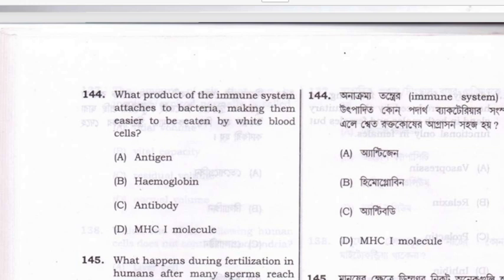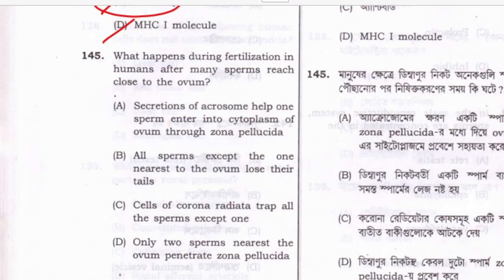What product of the immune system attaches to bacteria, making them easier to be eaten by white blood cells? Antigen, hemoglobin, antibody, MHC molecule. This is basically antibody. The correct answer.